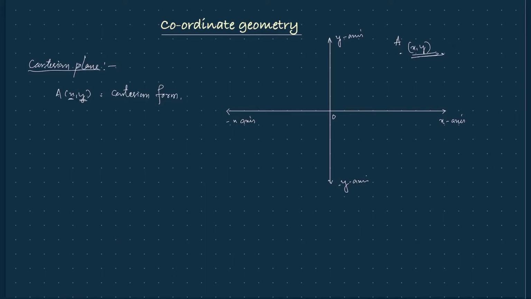Like 3, 4, -5, 6, all these are ordered pairs. This is a way of representing a point in a Cartesian form, understood?